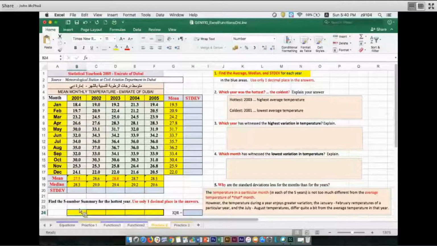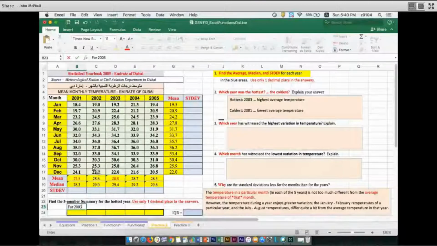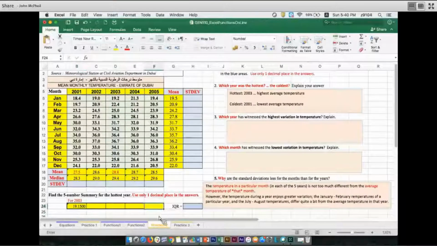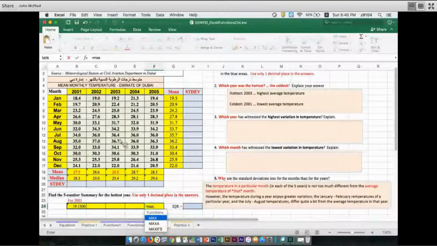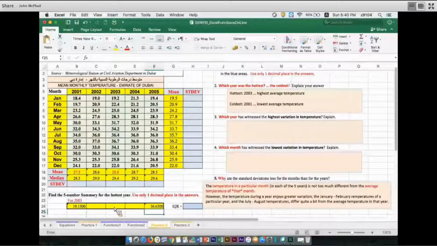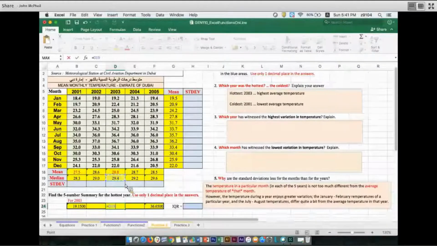Practice with the 5-number summary. For the hottest year, we have declared the hottest year to be 2003. So the 5-number summary for the year 2003. The minimum temperature in 2003. Select the 12 months. The maximum temperature in 2003. Select the 12 months. Press enter. The median temperature in 2003, we actually have that. I can click on that number and press enter.